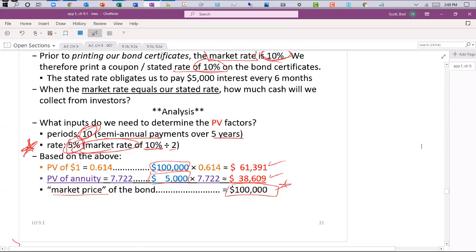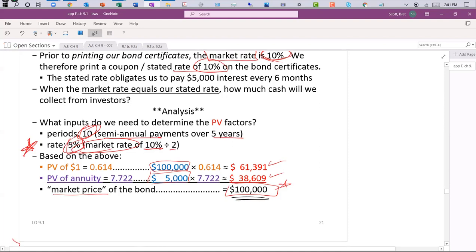So when we are calculating the present value, we're using the market rate and the present value tables to determine not just the present value of the lump sum, but also the present value of the annuity payments. In the case where the market rate equals the stated rate, investors are getting exactly what they want. They're going to give us an investment exactly what we want.